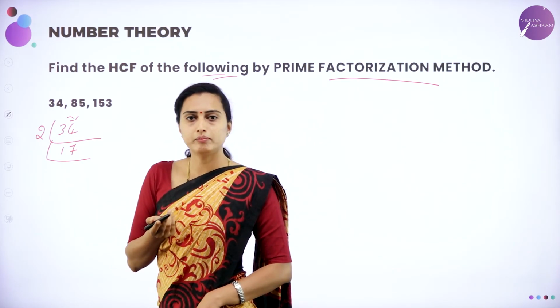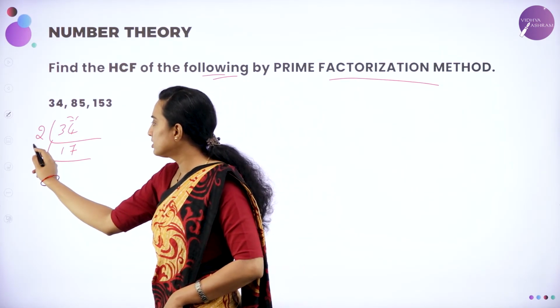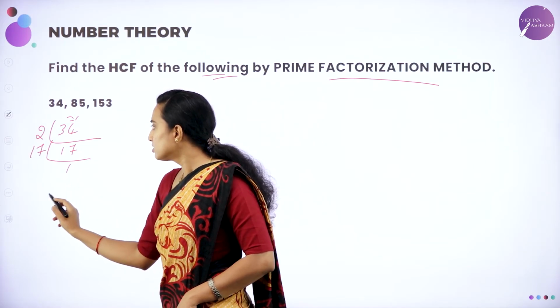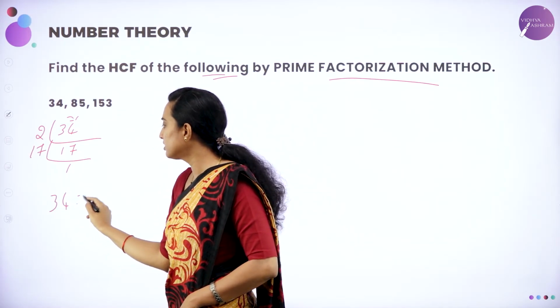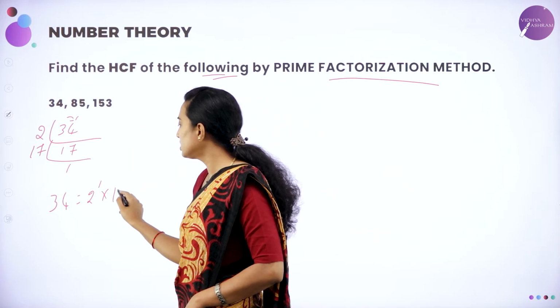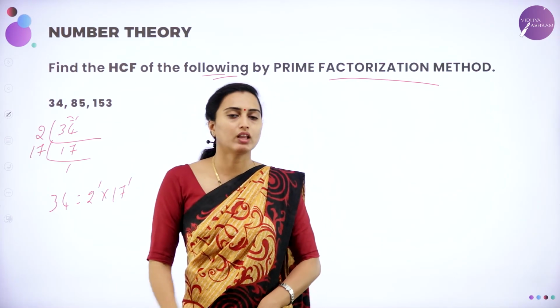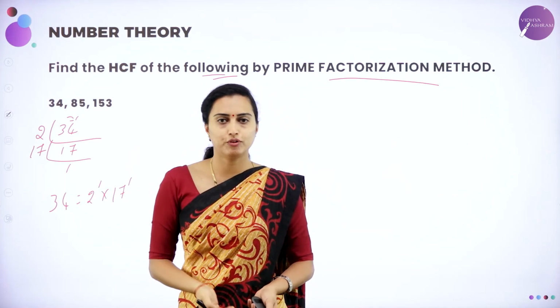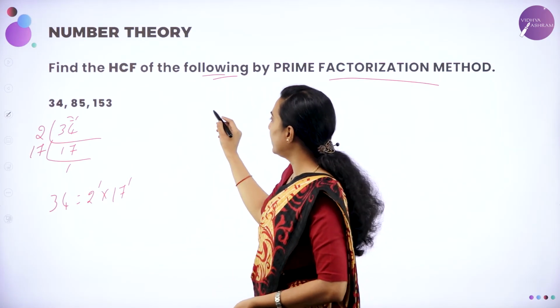17 is an odd prime number. So 17 ones are 17. So 34 can be written as 2 power 1 into 17 power 1. Correct? 17 twos are 34.